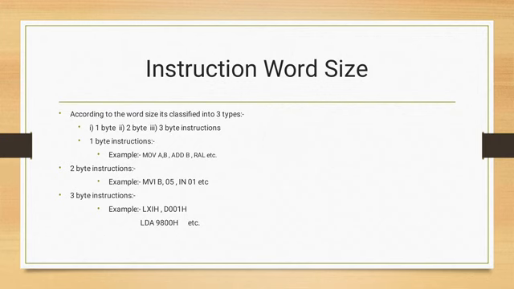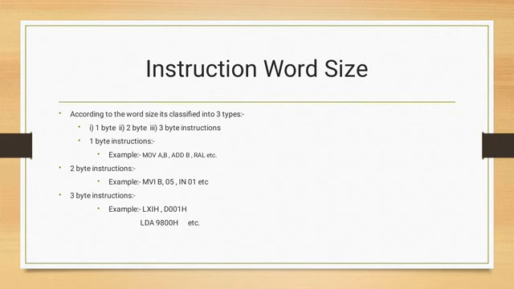So there are several types available according to the size of instructions. According to the word size of Intel 8085 processor, instructions are classified into three types. The first one is 1 byte instructions, the second one is 2 byte instructions, and the third one is 3 byte instructions.